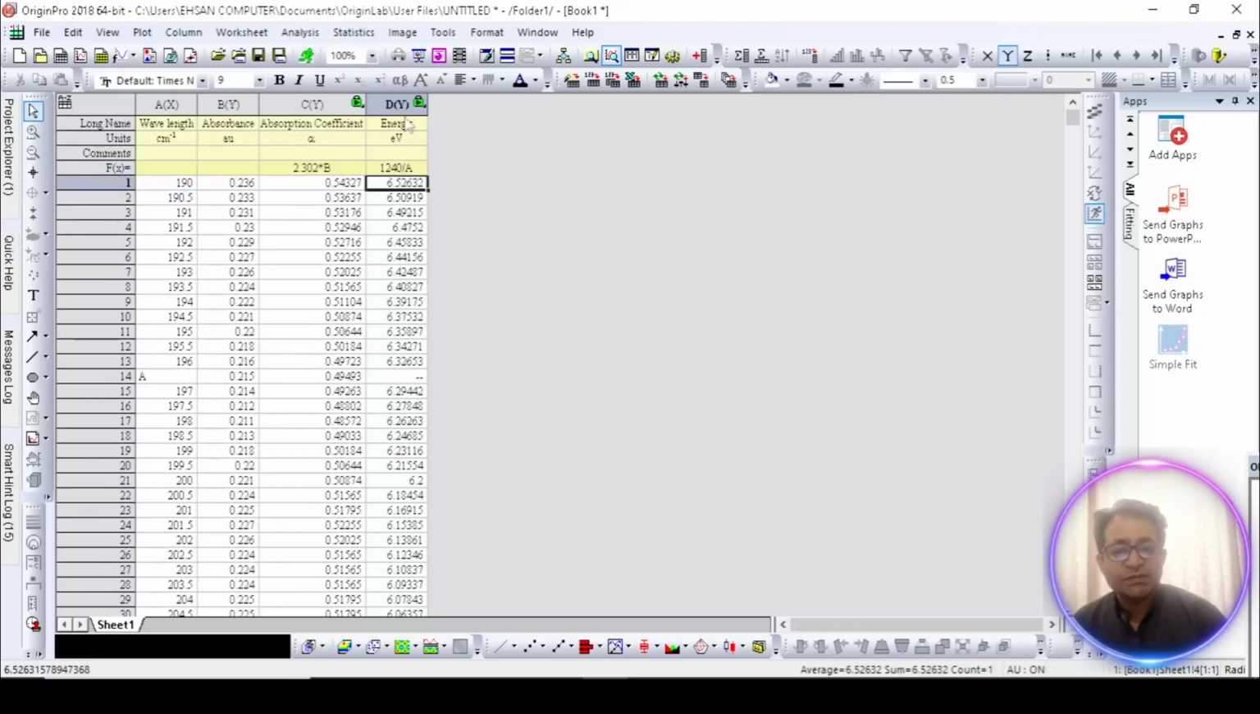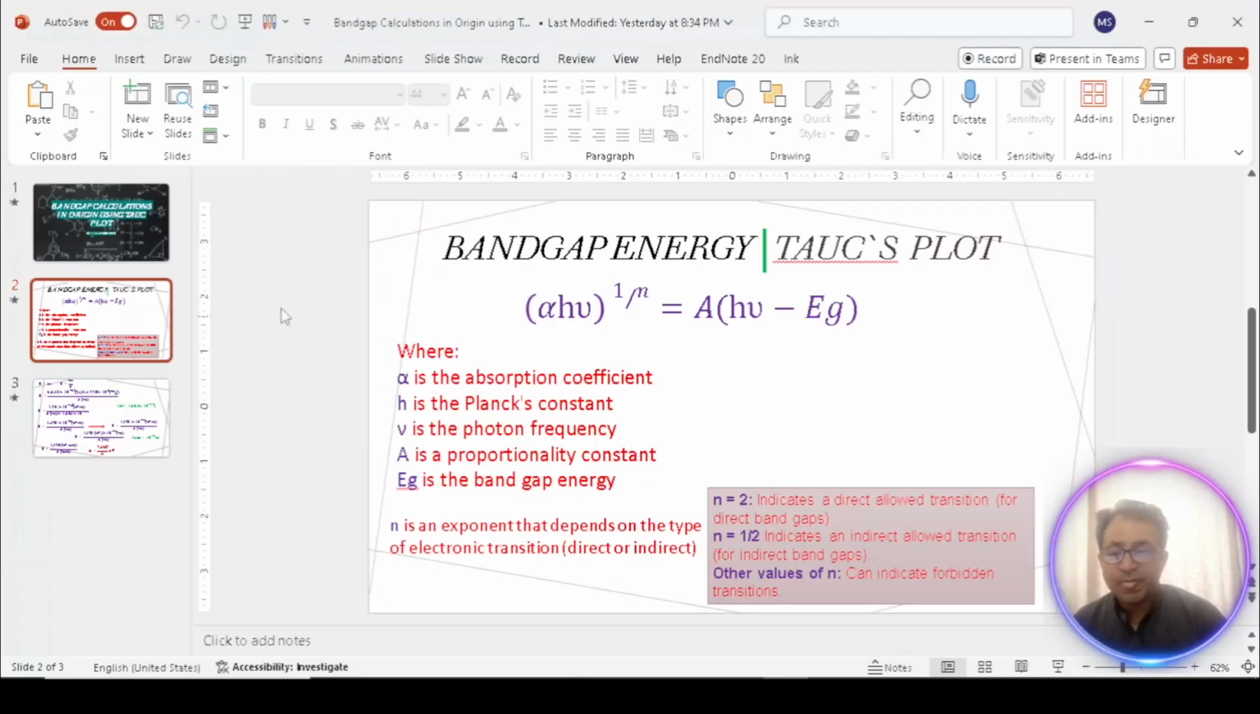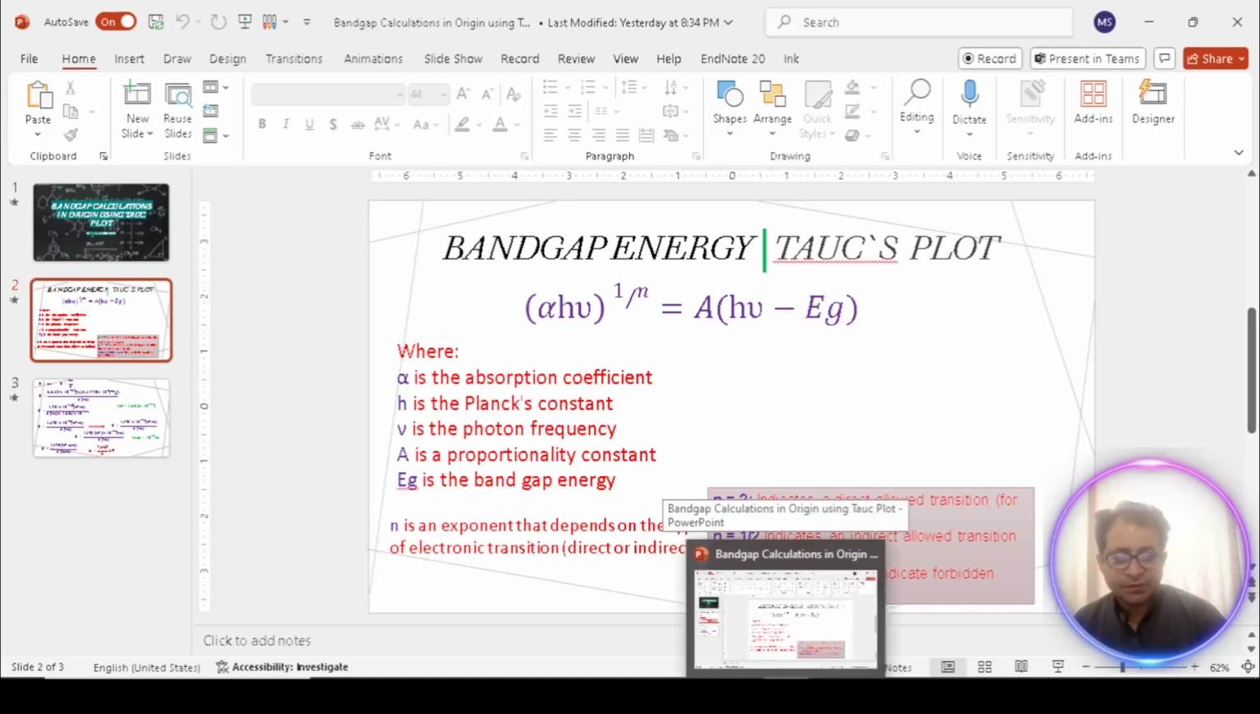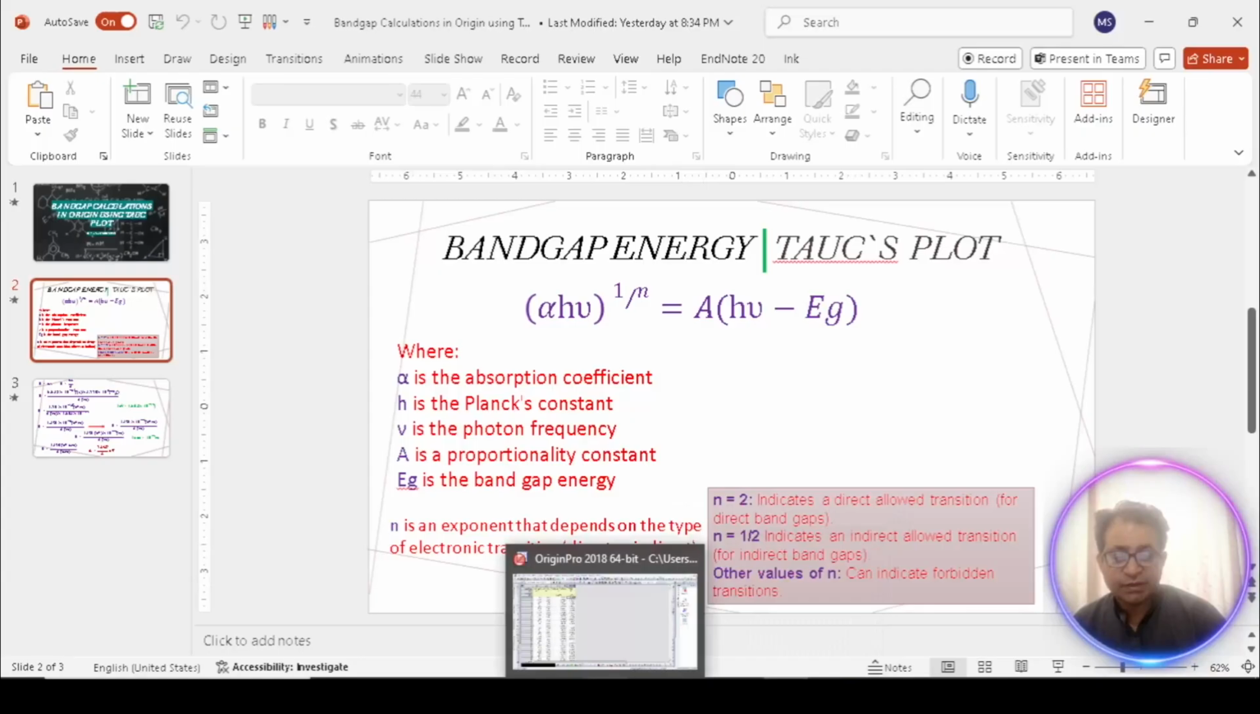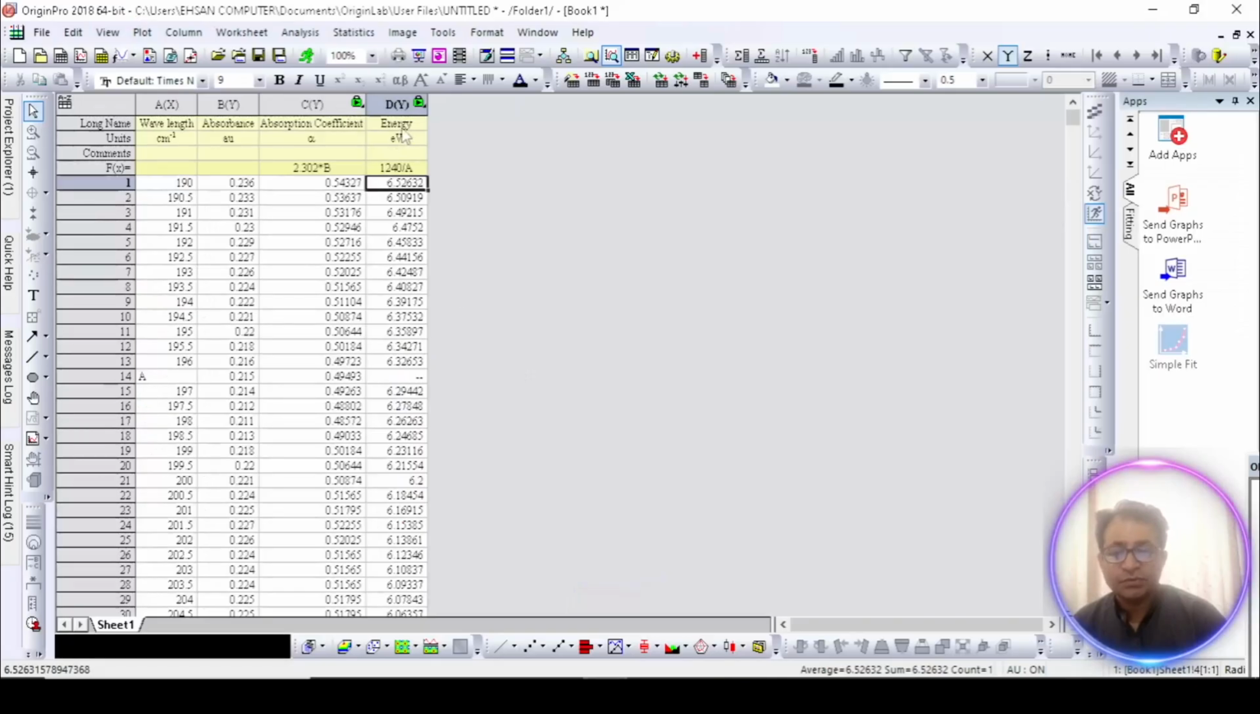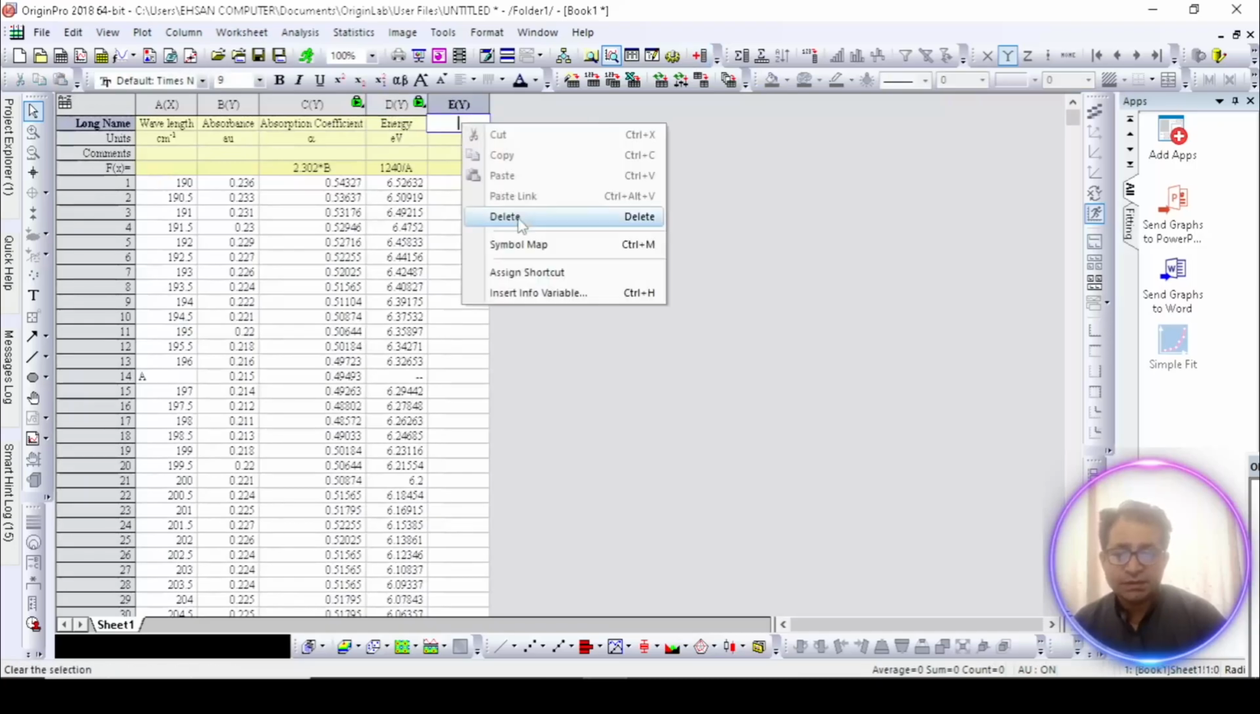Okay. Now as we have absorption coefficient and as we have energy, we can see over here that h nu is our energy and alpha is our absorption coefficient. Now we will get the n value. For the direct band gap it is 2, and for the indirect band gap the value of n is 1 by 2. So over here we'll put our formula.